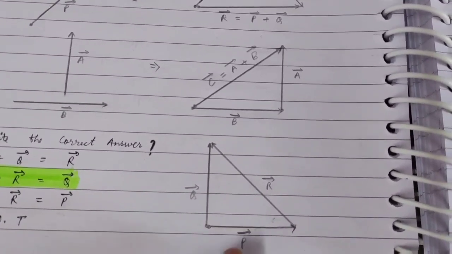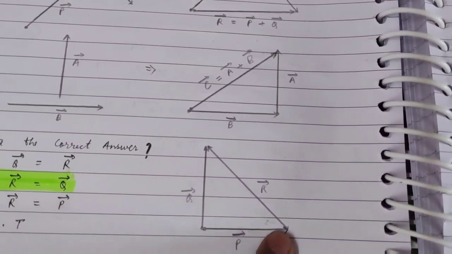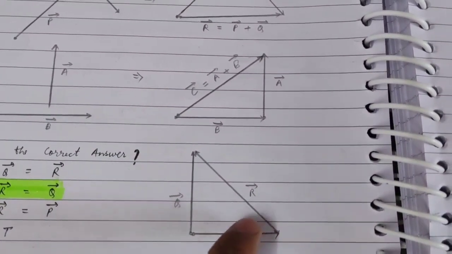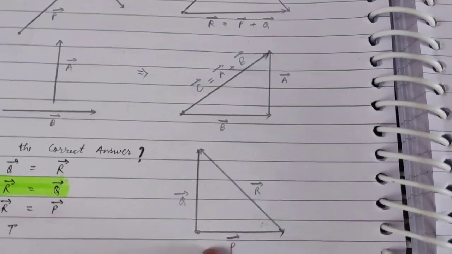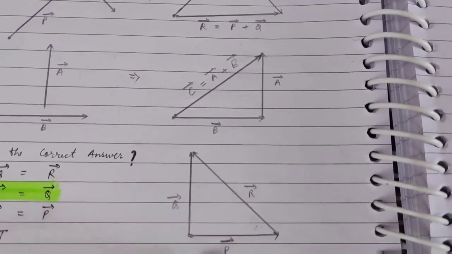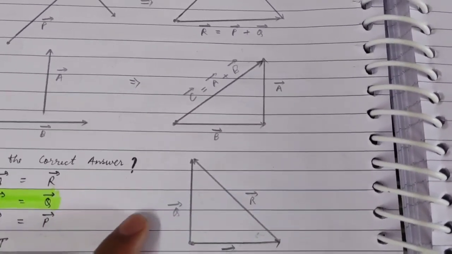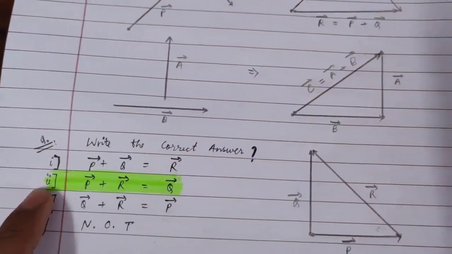Now let us see P and R. See, the head of vector P is connected to the tail of vector R, so it means that these are in the same order. Now we know that vector P plus vector R will be equal to vector Q, because vector Q is in the opposite order. So option 2 is the correct answer.